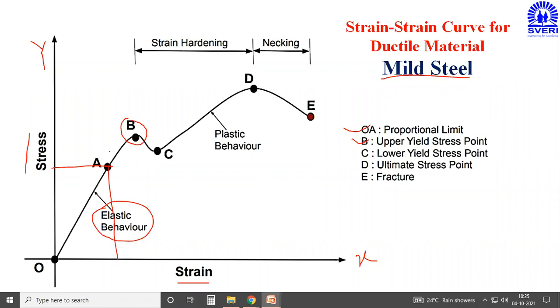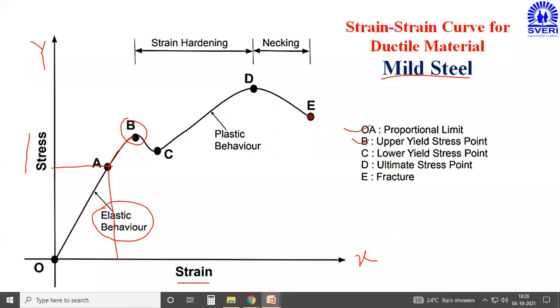So what happened exactly here? There is an increase in stress and increase in strain. From point A to B, there is an increase in stress as well as an increase in strain, but both are not directly proportional to each other. In the portion AB, stress increases as well as strain increases, but they are not directly proportional to each other. And that point B is called the upper yield stress point.